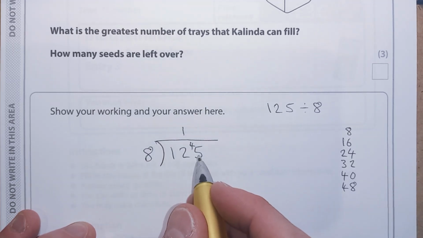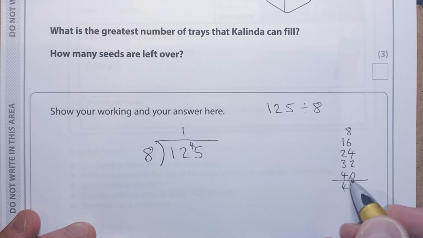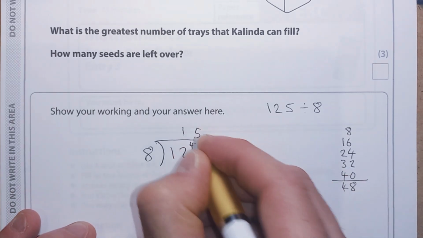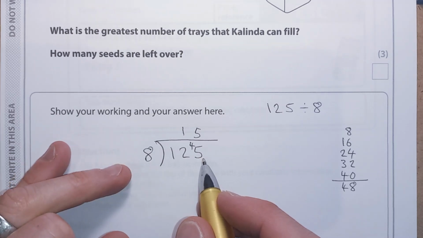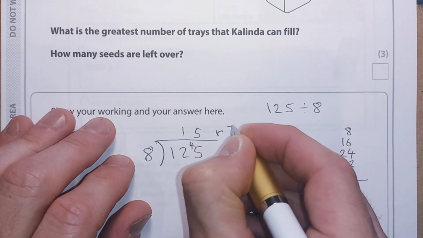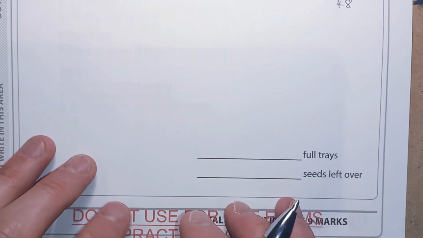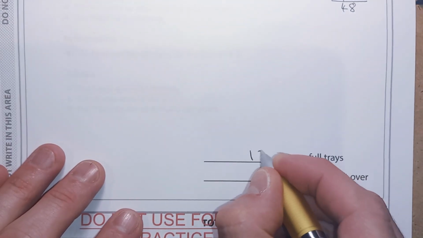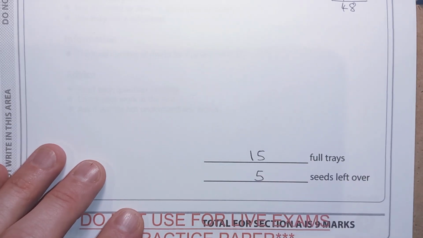We've got 45. So that means we're going to have to stop here. So that's 1, 2, 3, 4, 5 times. And from 40 to 45, we're going to have 41, 42, 43, 44, 45. So we're going to have remainder 5. So that means it goes in 15 times, so 15 full trays, and then we had 5 seeds left over.